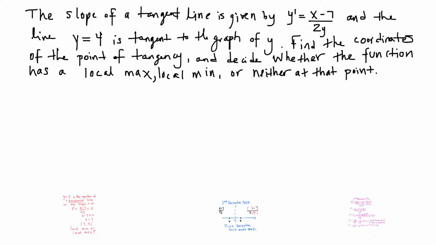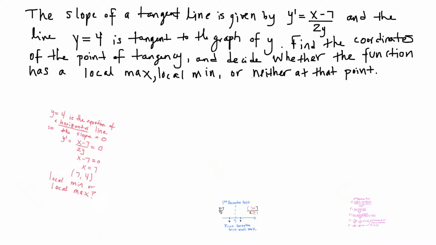The question says find the coordinates of the point of tangency and decide whether the function has a local max, local min, or neither at that point. So two questions. First of all, find the coordinates of the point of tangency, and then tell us if it's a local max or local min. Well, what I have here is three different aspects that I want to show you. I'll spend a few minutes looking at each one of those. Let me start with this first item here.